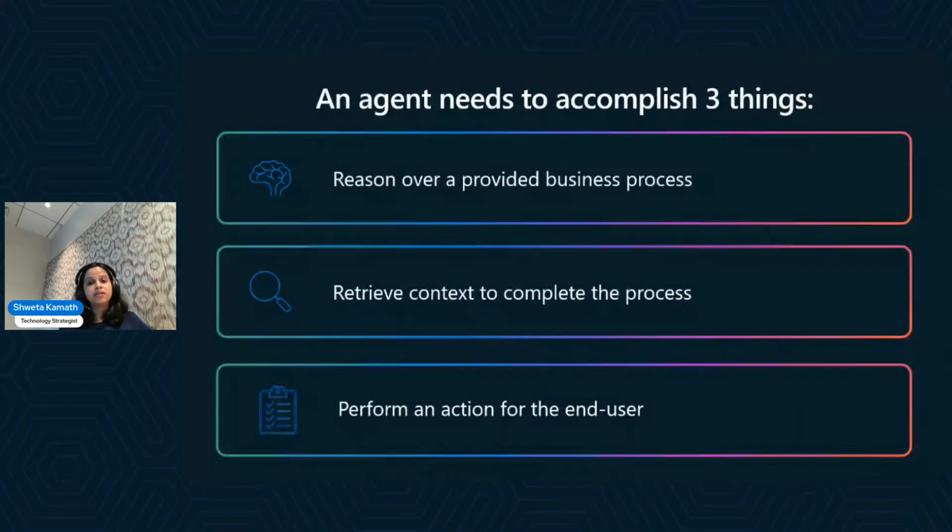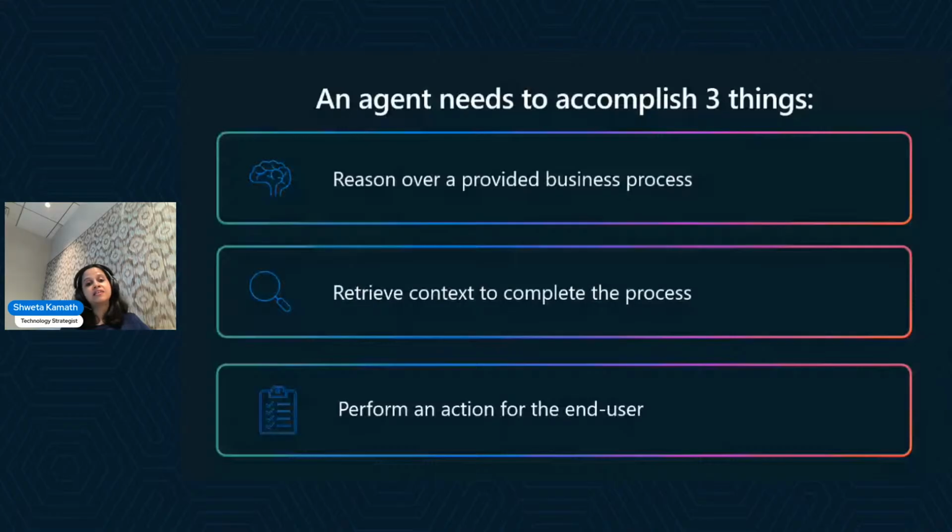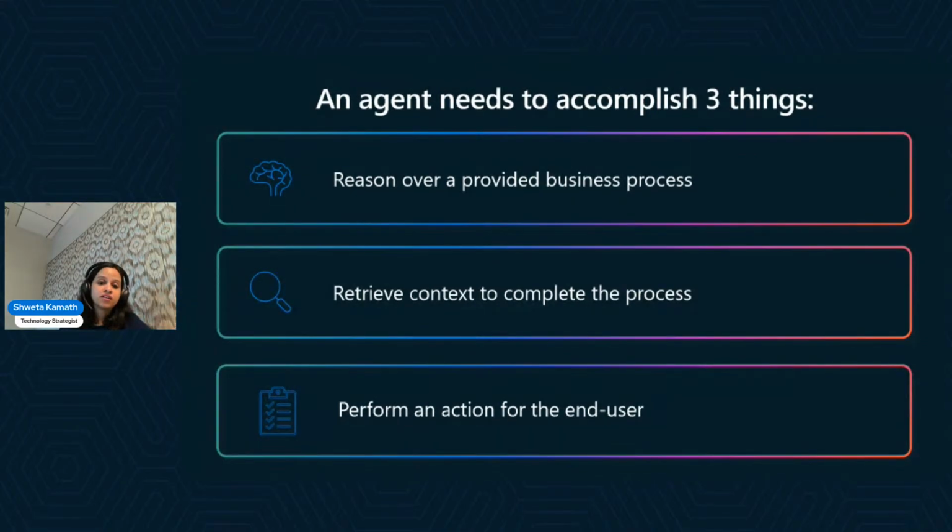Now, an agent needs to accomplish three things. First is to reason over a provided business process, then retrieve the context to complete that process. So when you first give the agent a task, it reasons about what it needs to do in that process. The second thing it does is try to retrieve context to complete the process. If you have, for example, a database or data source, or some files, it tries to retrieve context so that it understands further how to execute the task given by you. And the last step is definitely to perform an action for the end user based on what has been told to it.